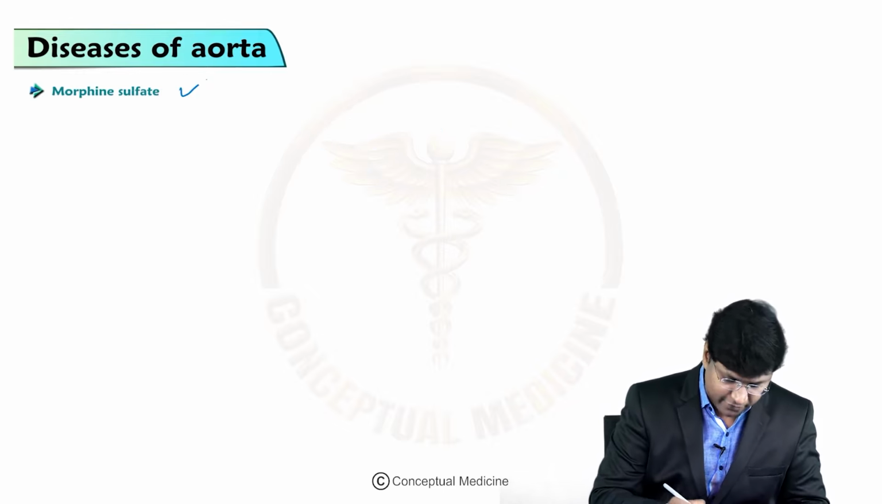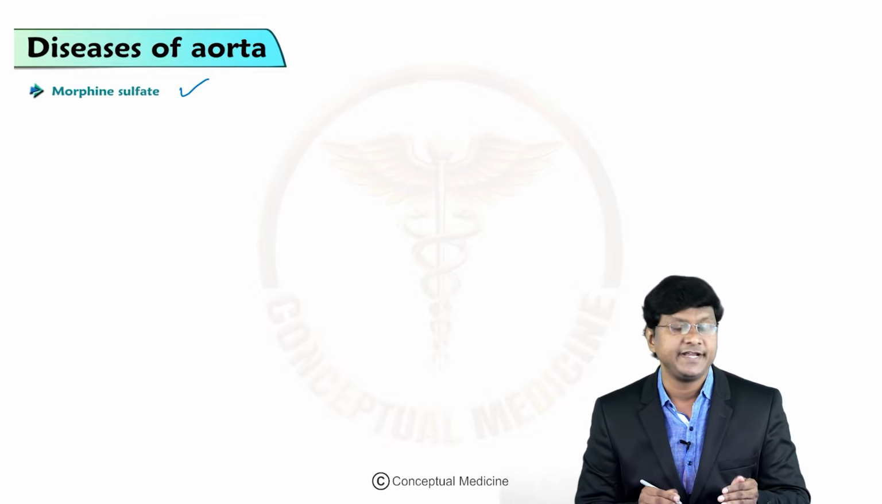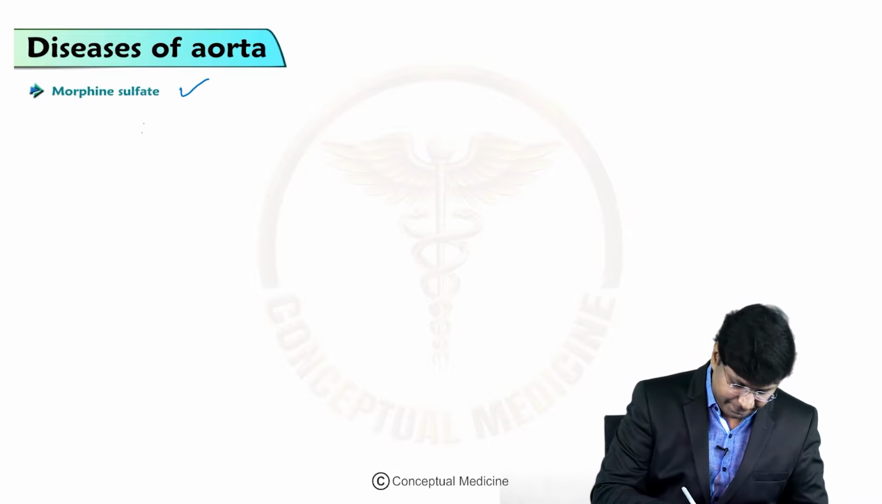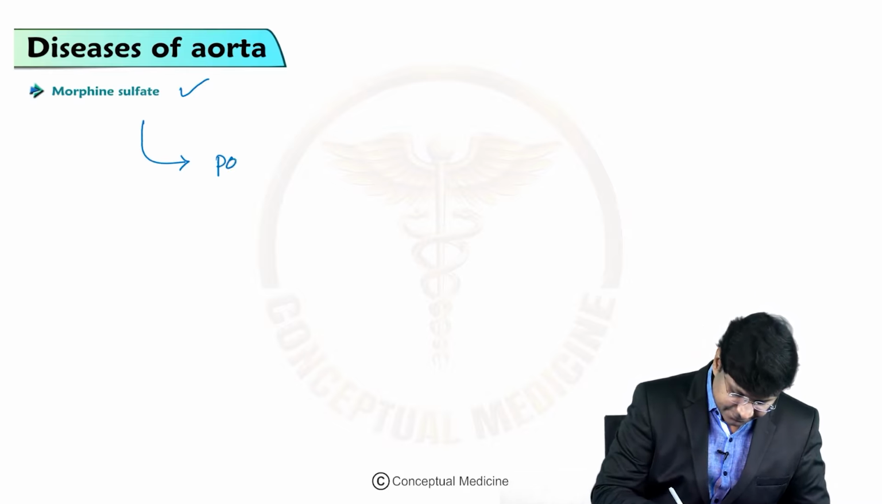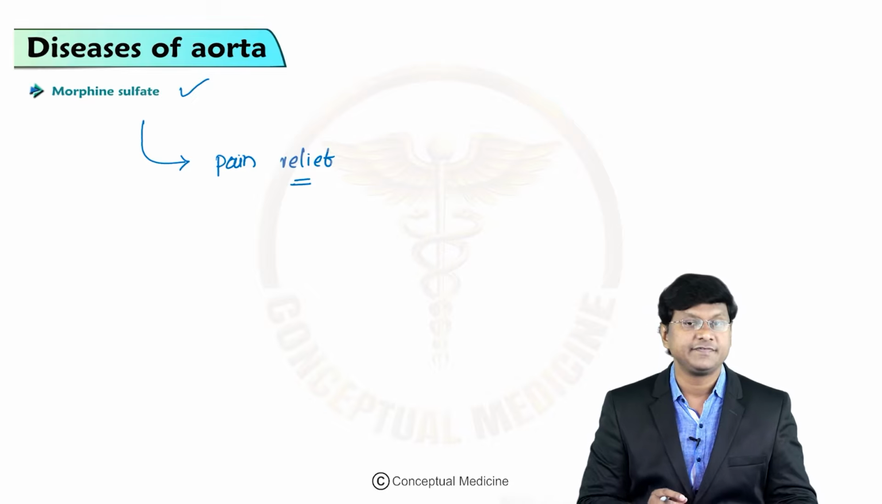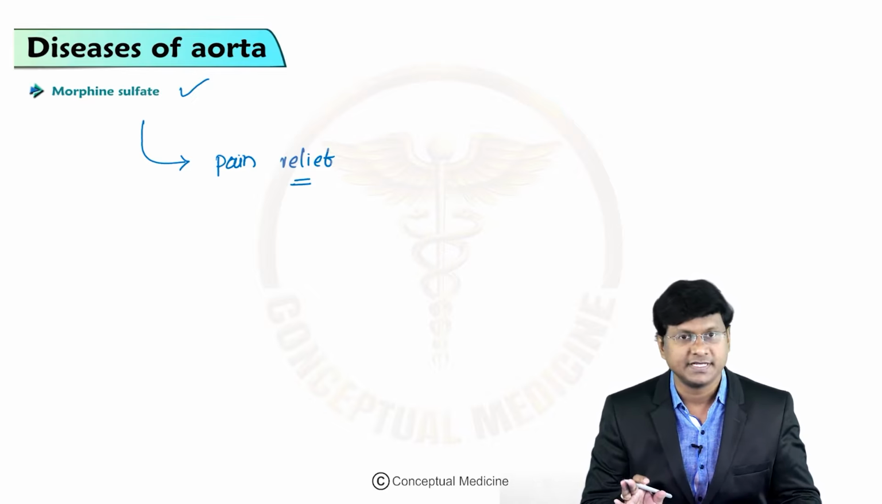And what is the role of morphine sulfate in patients with aortic dissection? Morphine sulfate is the appropriate drug to use for pain relief. That is about your morphine sulfate.